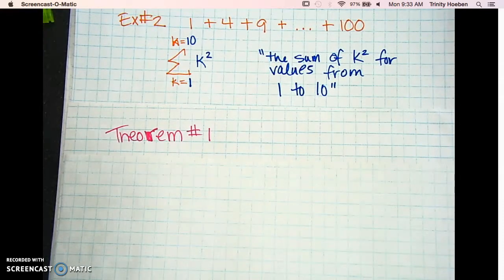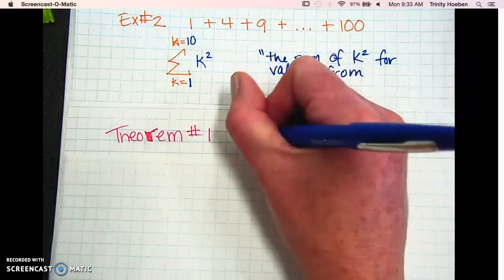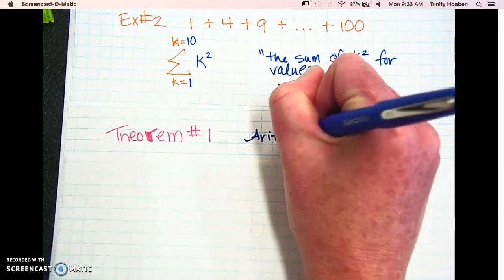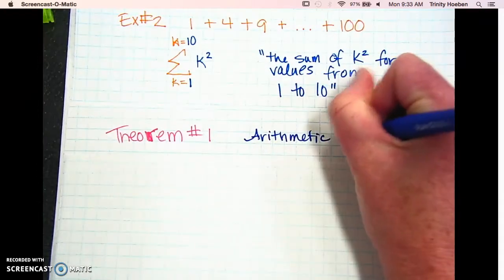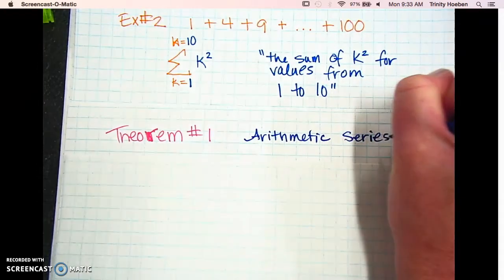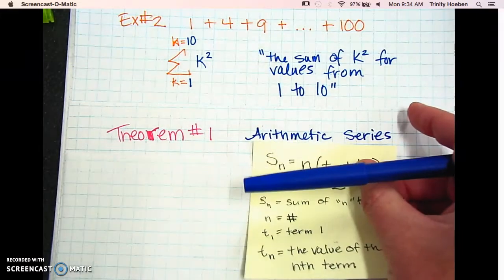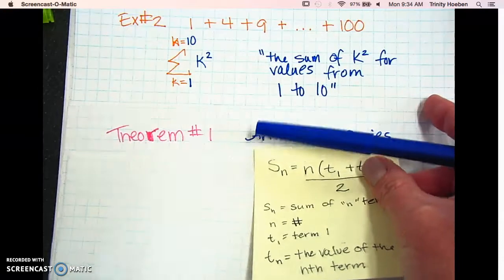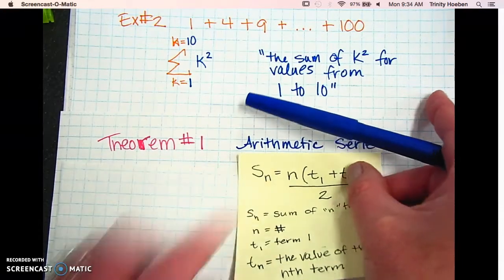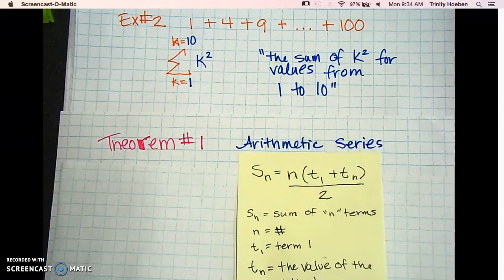Okay. So the next thing we're going to talk about is Theorem 1, and Theorem 1 is for the arithmetic series. And here's the equation. So the first equation is the theorem, and then underneath it I just wrote what each part means.